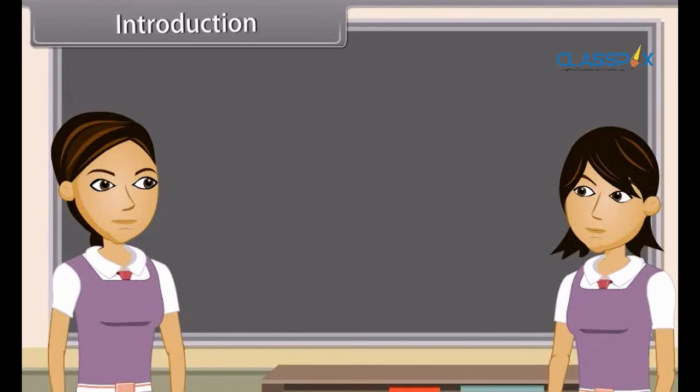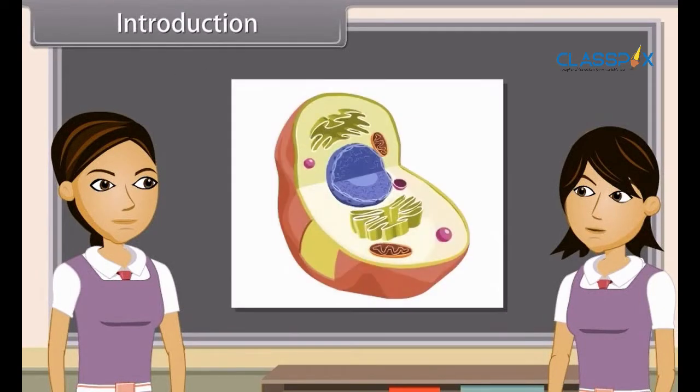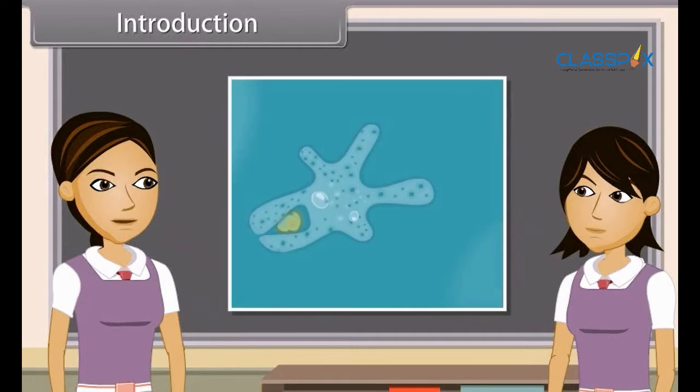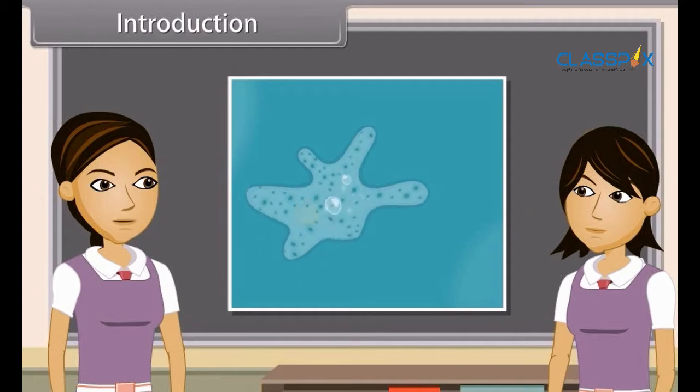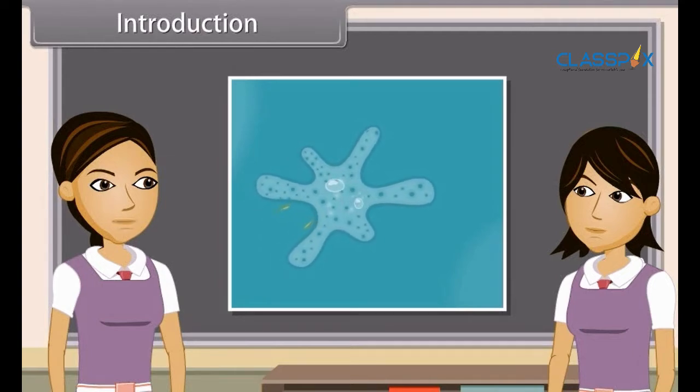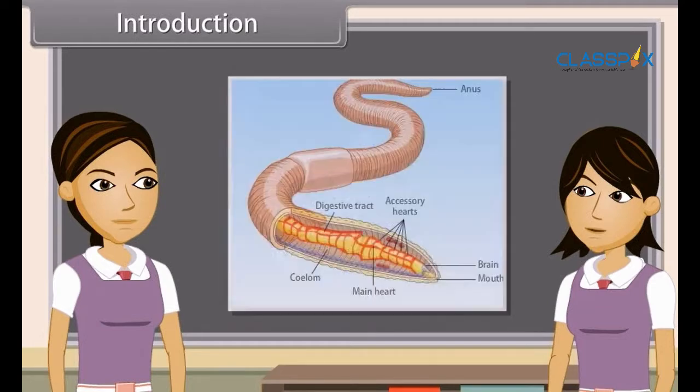Introduction. We know that the cell is the structural and functional unit of life. Do you know what it actually means? It means a single cell can perform all basic functions of life. Example, movement, intake of food and respiratory gases, respiration, excretion.